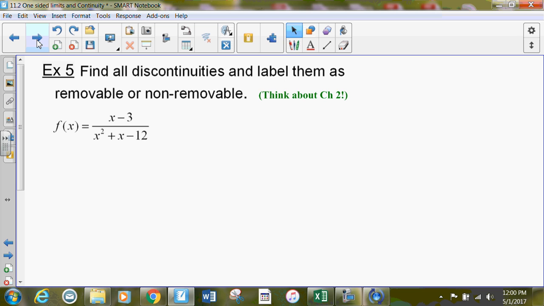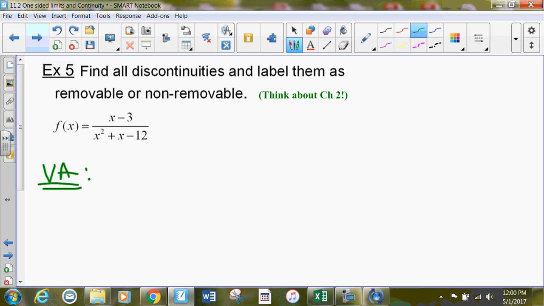Okay, welcome back. So for example 5, we're going to think about chapter 2. And with chapter 2, it didn't ask us about discontinuities and removable and non-removable. It just asked us to graph them. So that's what we're going to do. We're going to look at this function. The first thing we would do if it was chapter 2 is find our vertical asymptotes. We would take the denominator and set it equal to 0, because that's where our vertical asymptotes are going to be located.